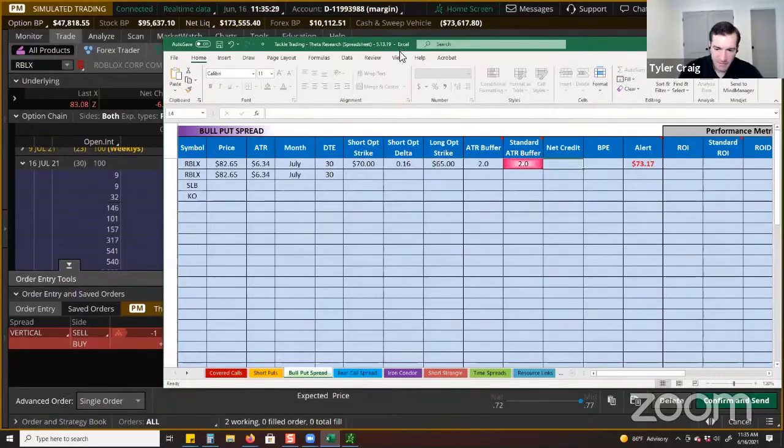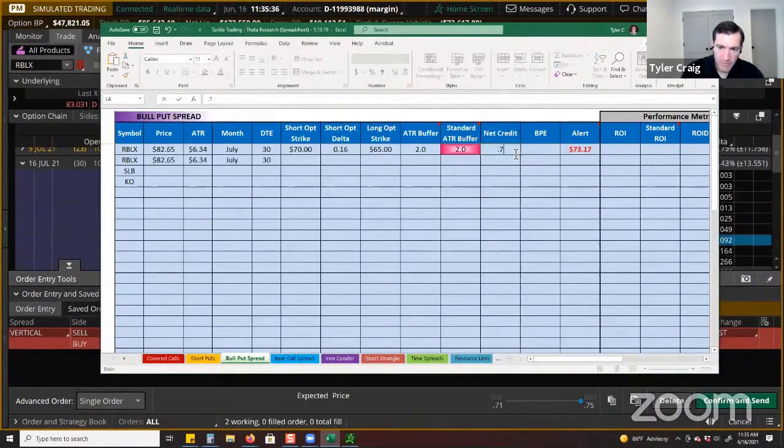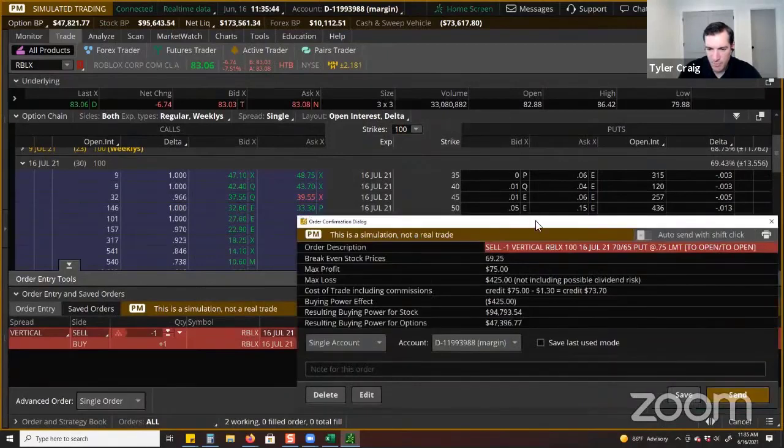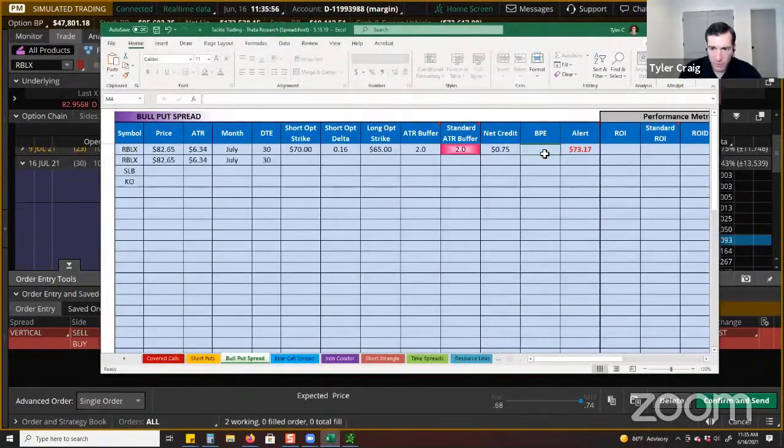The net credit is 77 cents. Well, 75 now. So 75. Now, I can do the BPE in my head just because I've done it a million times. But if you don't know what the buying power effect is, you can go to confirm and send. In the preview box, it'll tell you right here, buying power effect, $425, which is just the $5 spread minus 75 cents. All right, so 425 is the BPE.